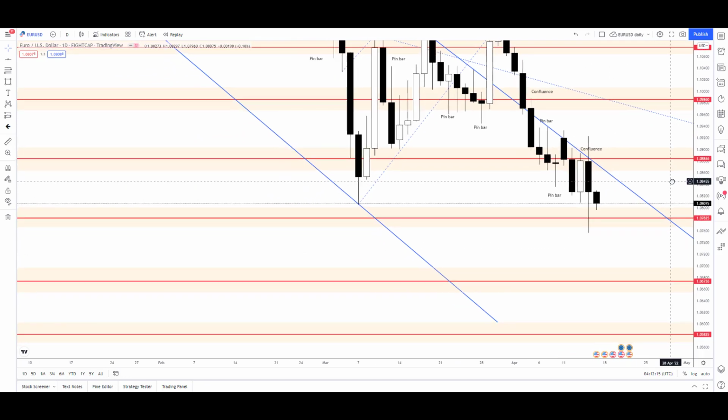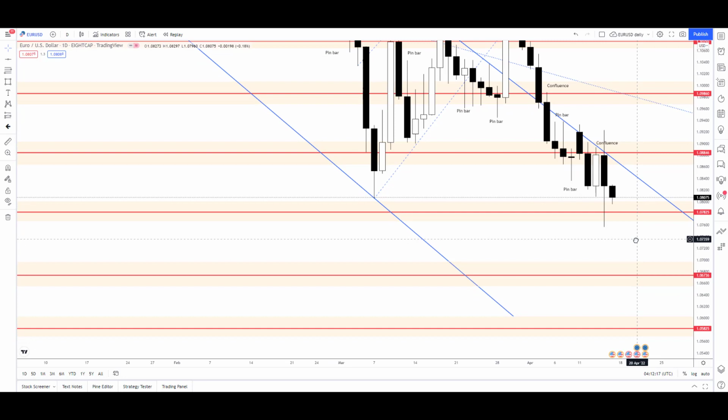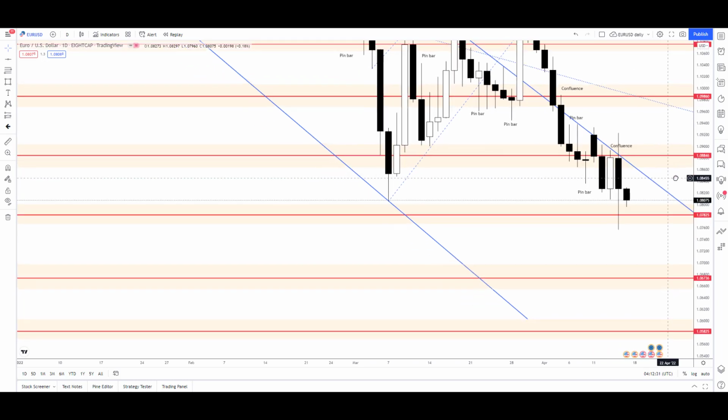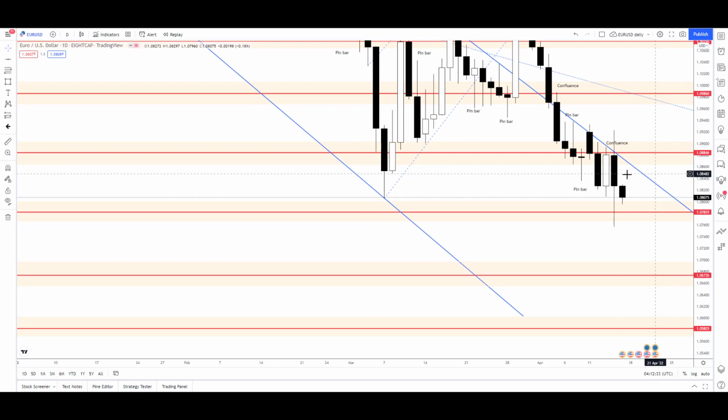So for the next move, it is good to wait until the price breaks below and make a retest on this level. Or before that, we should look around here, making a reversal and retrace back here to retest as a possible bearish scenario with the price action signal.